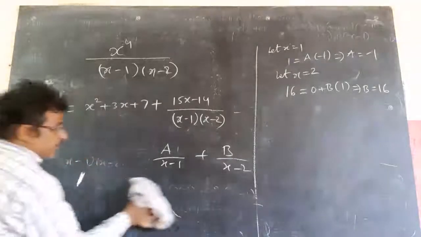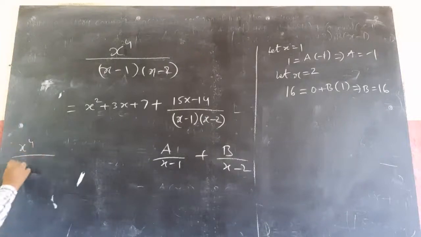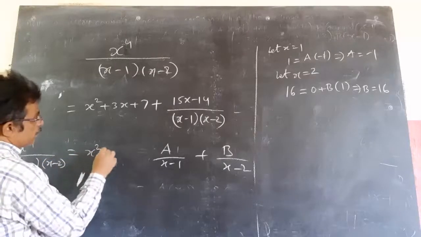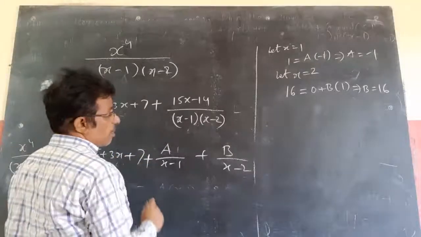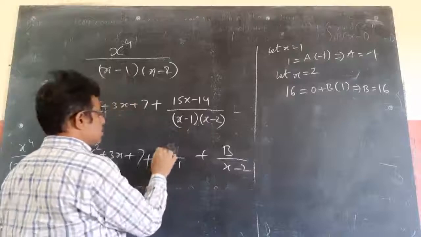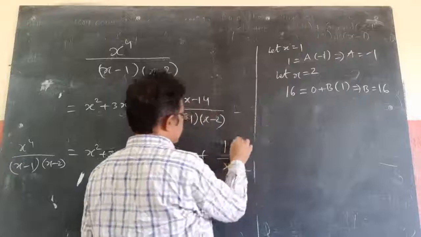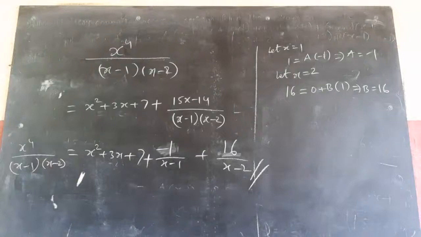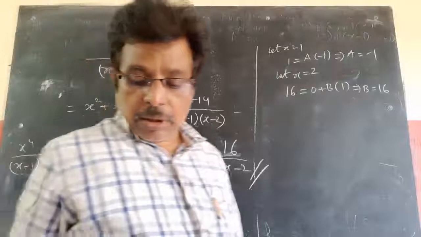And then we substitute the values. x power 4 by x minus 1 into x minus 2 equal to x square plus 3x plus 7 plus A by x minus 1, where the A value I got is minus 1. So minus 1 by x minus 1 plus B, which is 16, so 16 by x minus 2. Like this I can write. This is how we will solve here.